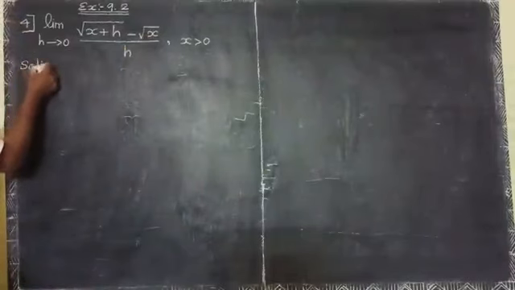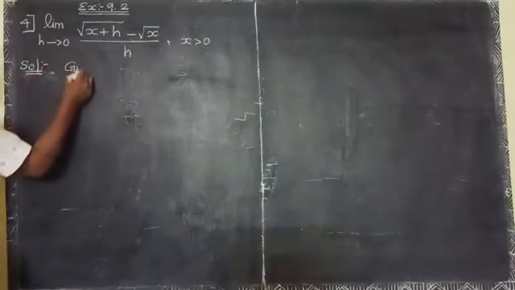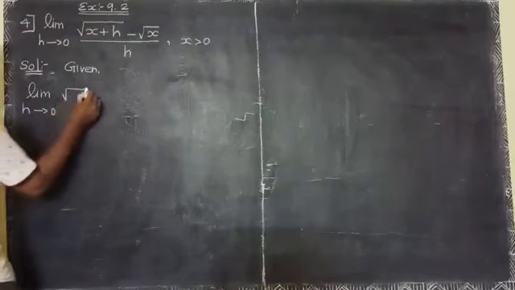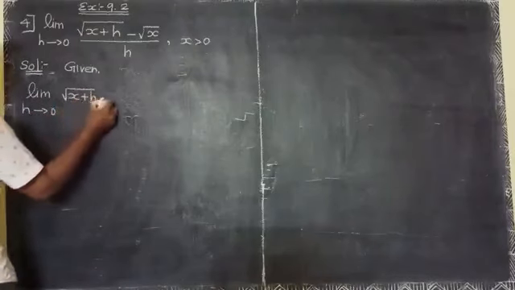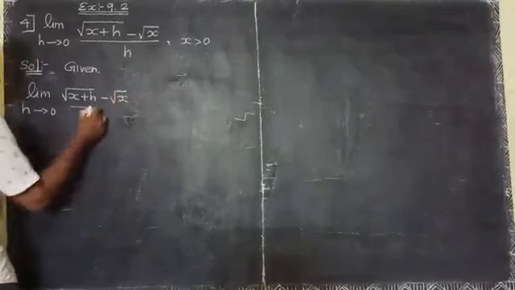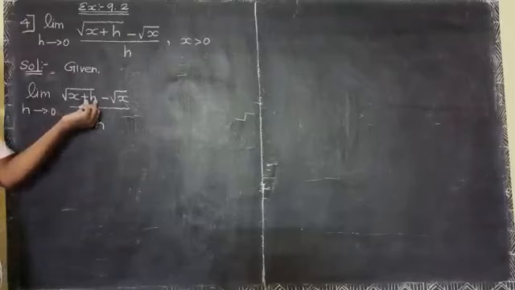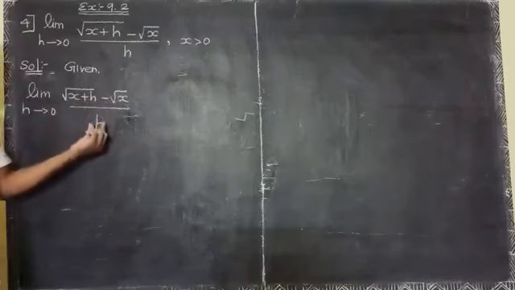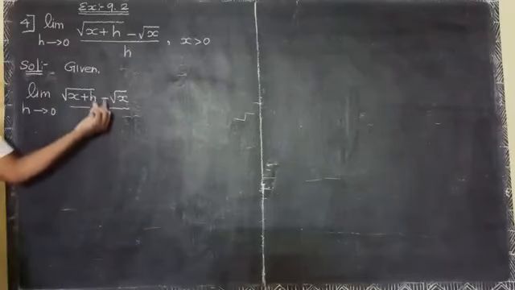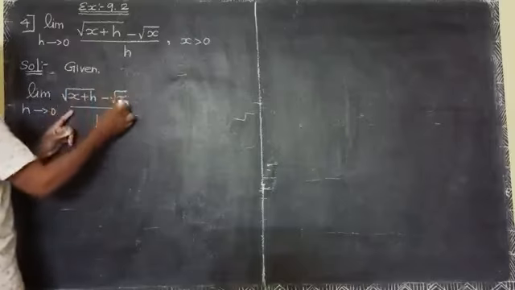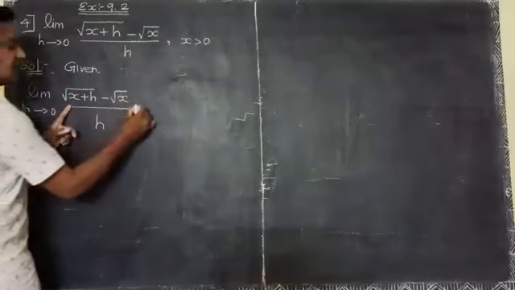Solution. Given limit h approaches 0, square root of x plus h minus square root of x divided by h. Here replace h equal to 0: square root of x plus 0 is square root of x, minus square root of x, divided by 0. That is 0 by 0, an indeterminate form. So using the conjugate of the numerator.